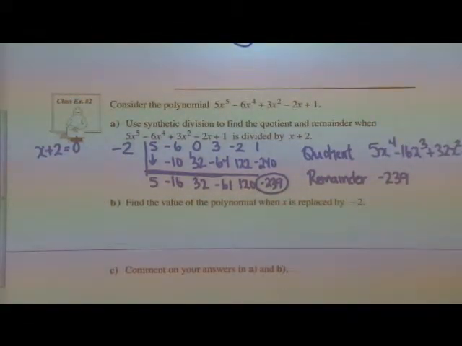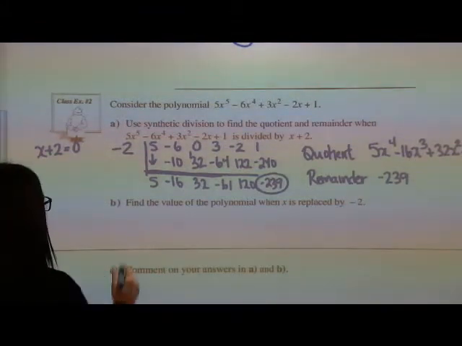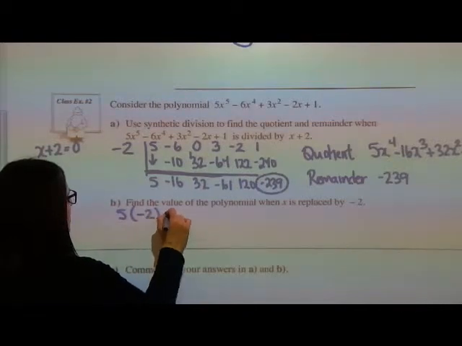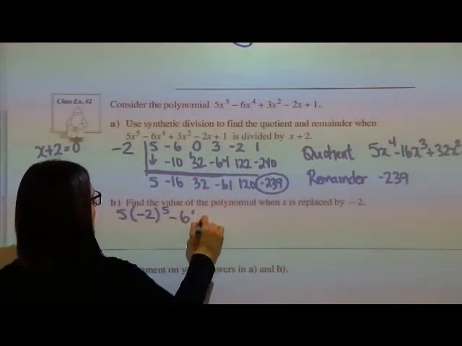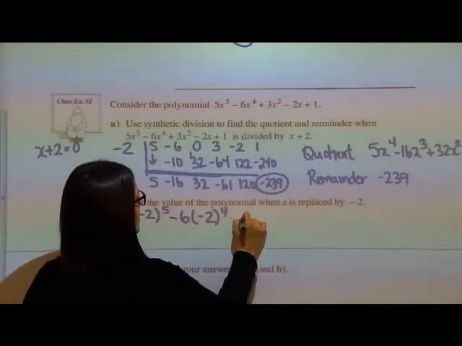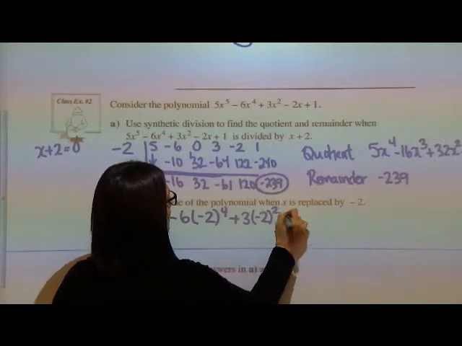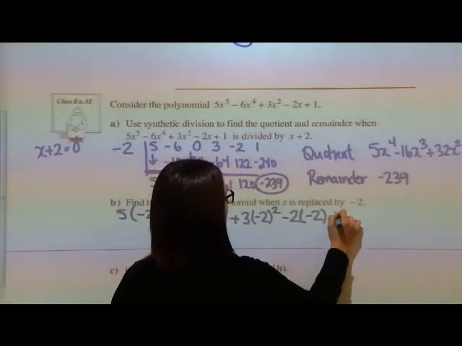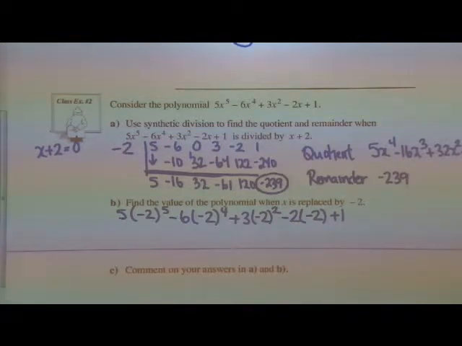Okay, so repeat the process, only this time, or sorry, it says find the value of the polynomial when the value of x is replaced with negative 2. So 5 times negative 2 to the power of 5 minus 6 times negative 2 to the power of 4 plus 3 times negative 2 squared minus 2 times negative 2 plus 1. So what is negative 2 to the power of 5? Negative 32. And when I multiply that by 5, negative 160. Okay?